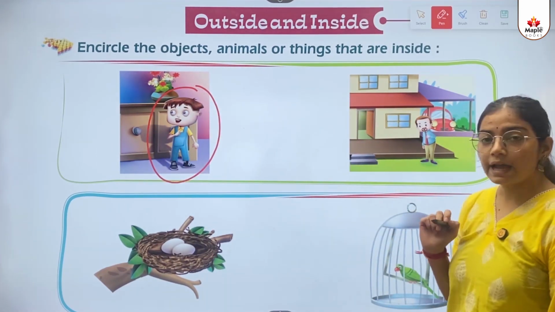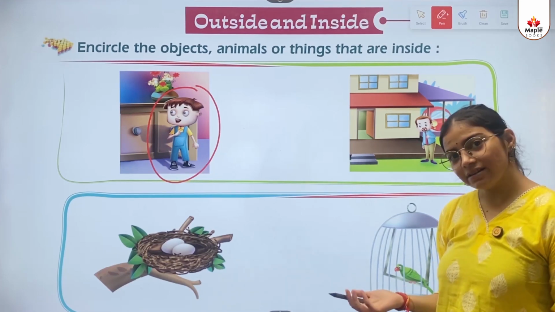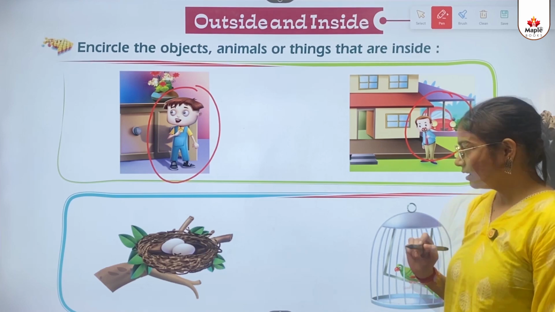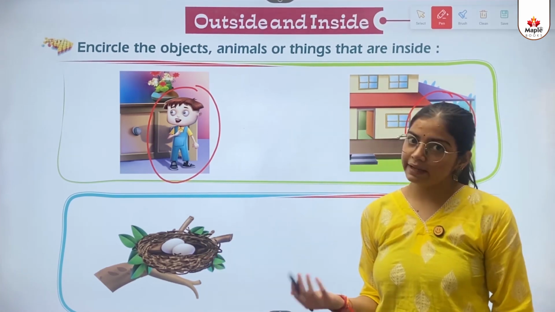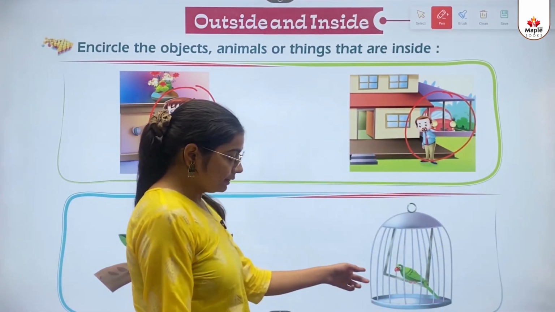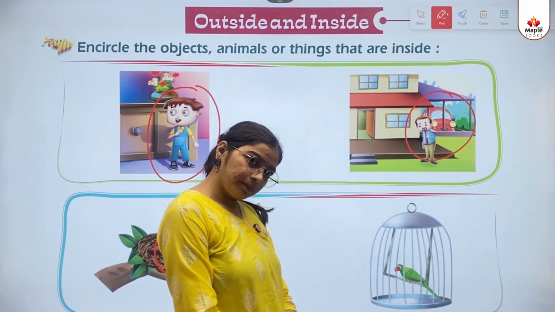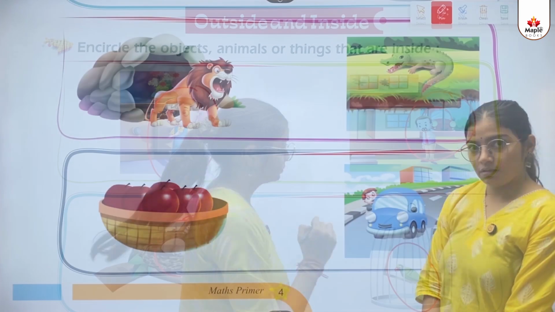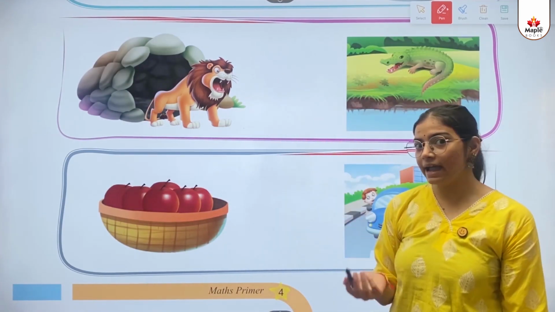In this picture, as you can see, the car is inside the shed. So, we'll circle the car here. Then, in this picture, eggs are inside the nest. So, we'll circle the eggs. In this picture, the parrot is inside the cage. So, we'll circle the parrot.